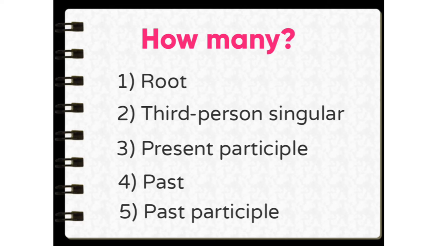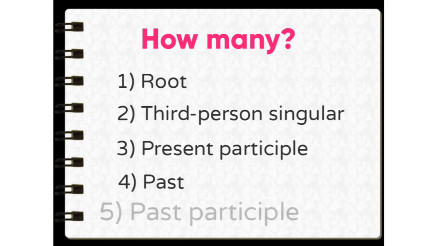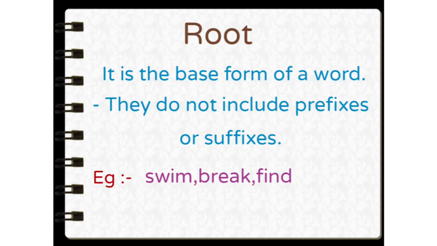Now let's see how many types of verb forms there are. Okay, so the verb forms are: first, root; second, third person singular; third, present participle; fourth, past; and fifth, past participle. So we are going to discuss these five types of verb forms.